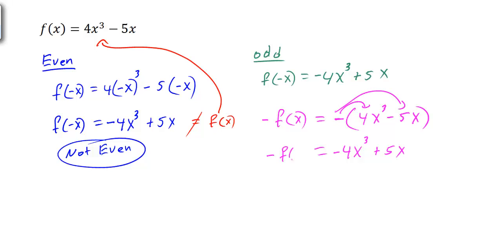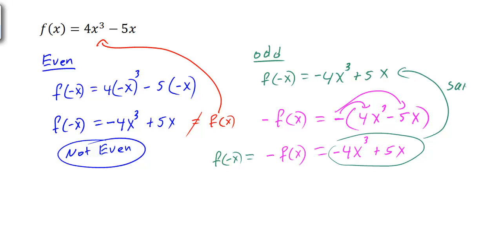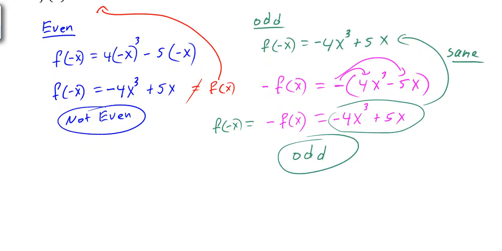Now, the question is, does this equal f of -x? Does this equal the f of -x? Well, if we compare this to this up here, they are the same. So therefore, the function is odd. Now, remember, if it's an odd function, that also means it's going to be symmetric with respect to the origin.